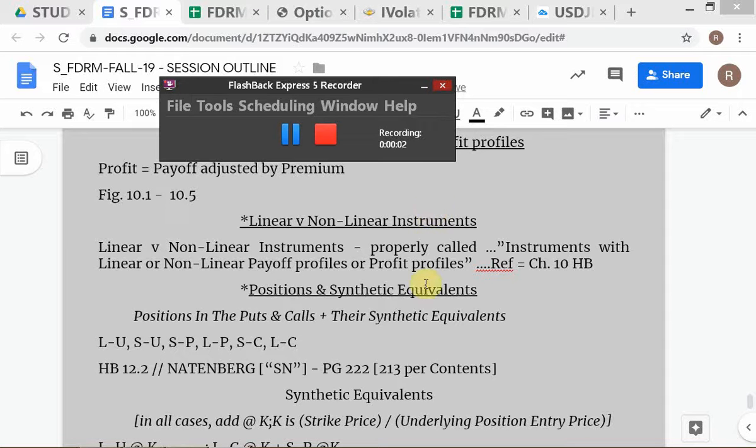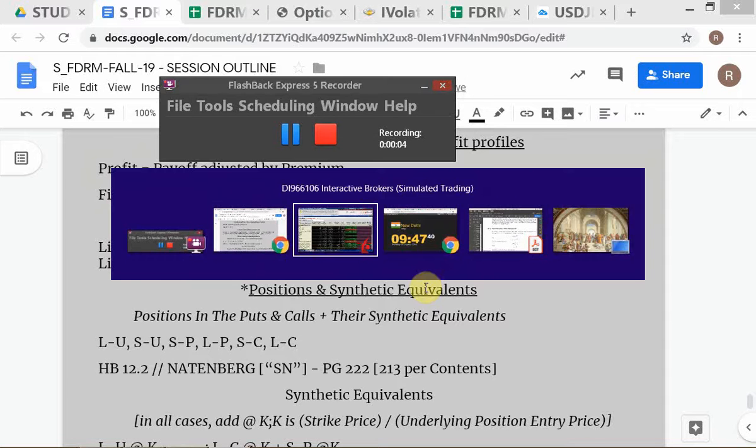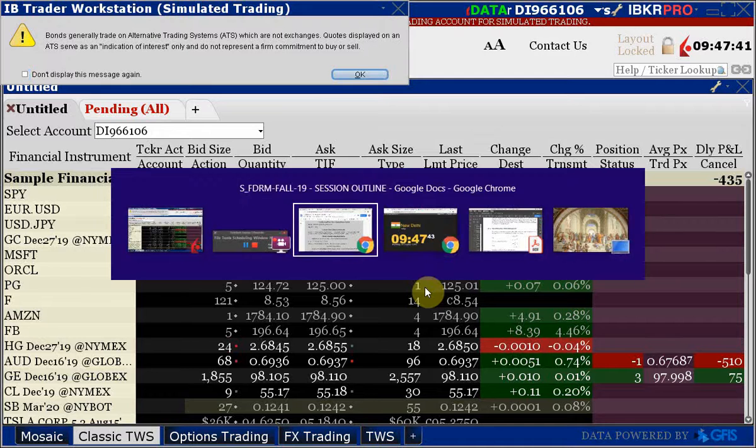Is it going to record properly with this full screen? Okay, let's see.